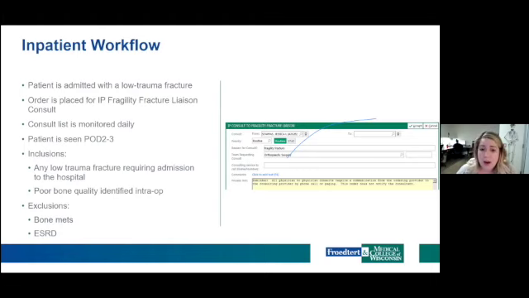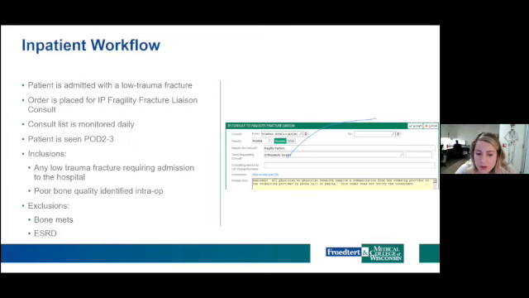And that they should let us be the easy button. And if you are thinking about a bone health consult, just go ahead and put it in. And if it's maybe not appropriate, we'll get that patient to where they need to be. So we will take any low trauma fracture requiring admission to the hospital.